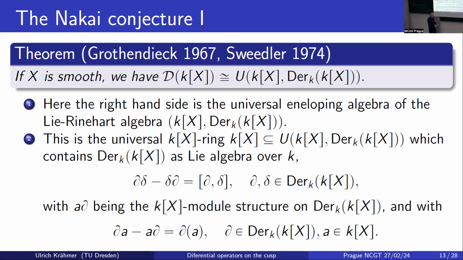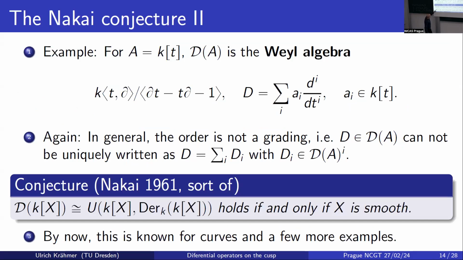And of course, these are differential operators. And if X is a smooth variety, all the differential operators arise in this way. In particular, this means the ring of differential operators is in this case generated in degree 1 and 0. Okay, so this was shown by Grothendieck somewhere in SGA 4. And then there's a paper by Nakai in which he formulated what's nowadays called the Nakai conjecture.